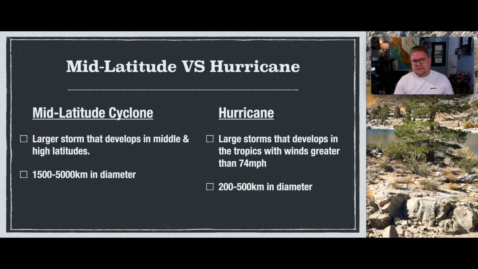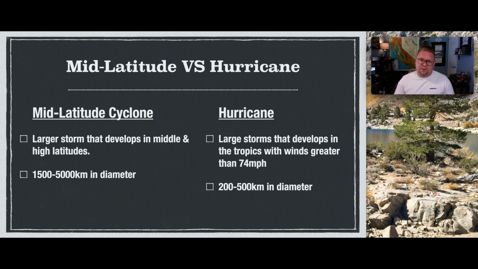Now hurricanes, on the other hand, are also very similar large storms, but these in specific develop within the tropics. Wind speeds are much greater. It's not uncommon to see 74 miles an hour. So we do find that the wind velocities of hurricanes are much more intense than that of mid-latitude cyclones.